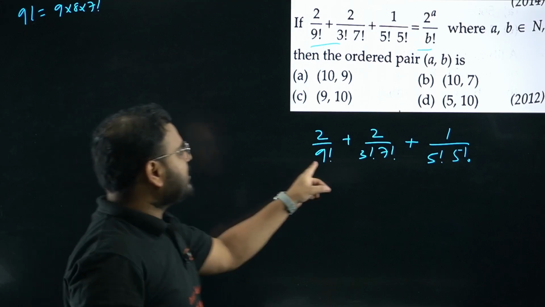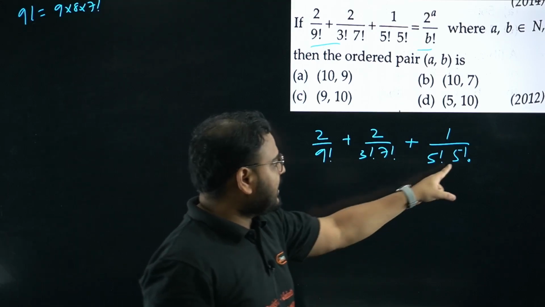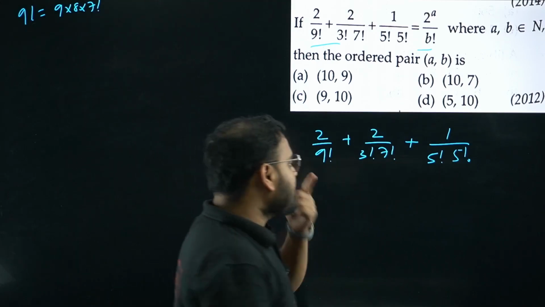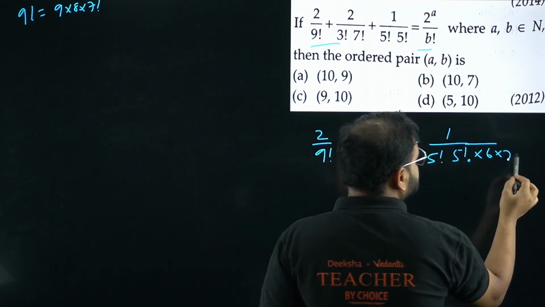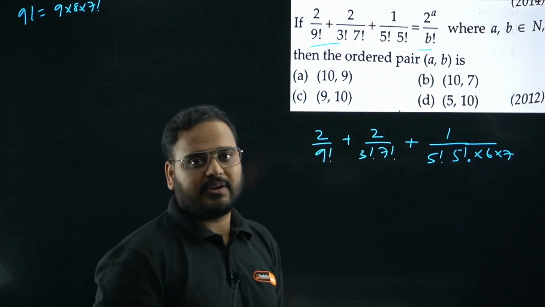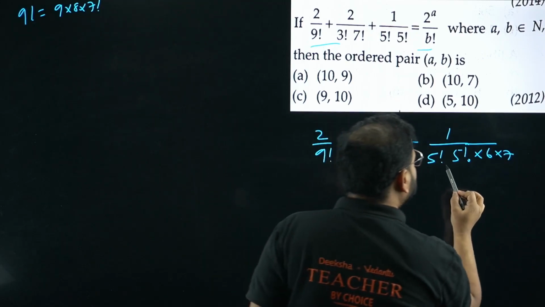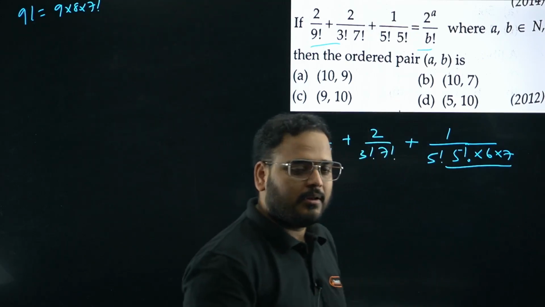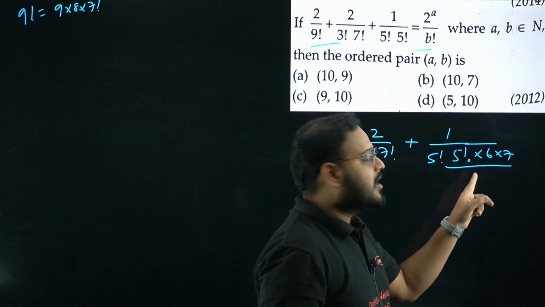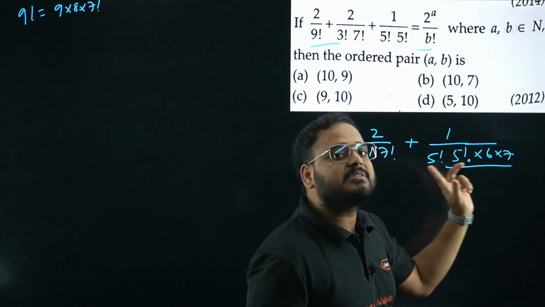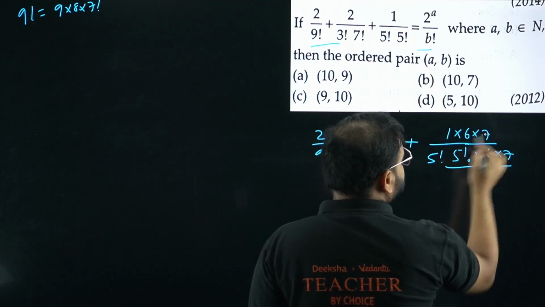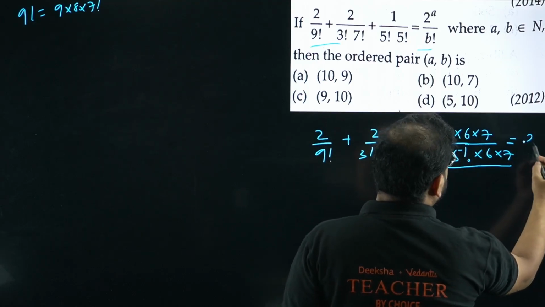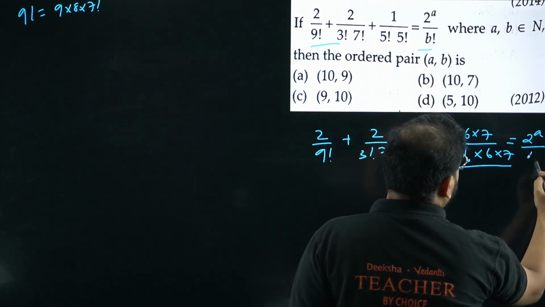So in this number, 7 factorial is there. I can take it common, but I have something missing over here. If I multiply this number with 6 into 7, then one of the numbers can be clubbed together to make 7 factorial. Please check here, I have 5 factorial already. Multiplying that with 6 into 7, it will become 7 factorial. I am doing something extra over here, so I have to repeat the same thing in the numerator. Equals 2 power a upon b factorial.